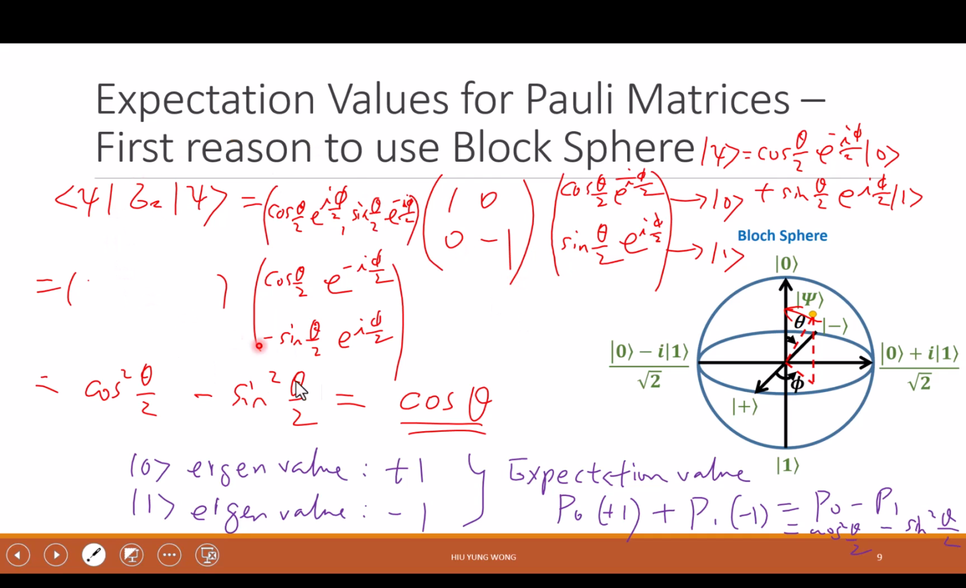So we use this formalism, we get cosine theta. Or we use this one, we also get cosine theta. And that makes sense on the Bloch sphere. That is the first reason you want to use the Bloch sphere. Now you can even imagine that the expectation value of getting plus and minus 1 along the x-axis is going to be the projection onto there. Okay, is this okay for this one?